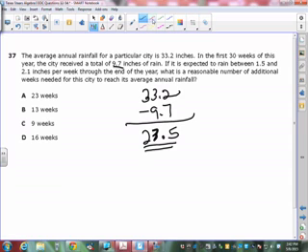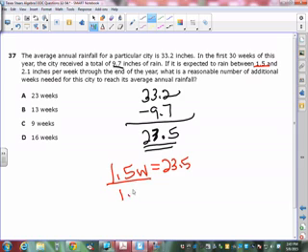Okay, let's do the numbers. First of all, if it's 1.5 inches per week, that'd be our rate of change. We want to know how long it would take them to get that 23.5 additional inches of rain. And what you do is you divide both sides by 1.5.